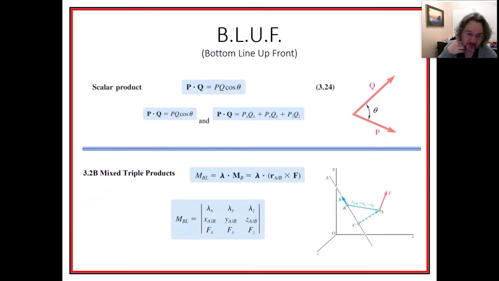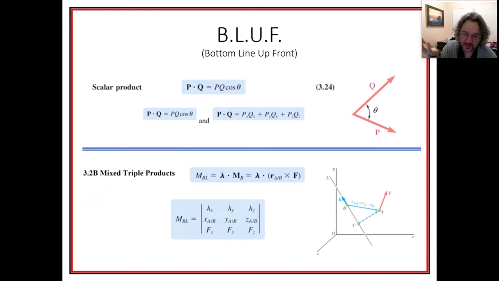The mixed triple product is an interesting thing, and you notice the order of operations here. We're going to dot some direction, the direction cosine, this lambda right here. That's just a pure unit vector that's aligned with something that we care about. We're going to dot that with a moment, and what we find is we will get the moment about the axis that's defined by that lambda.